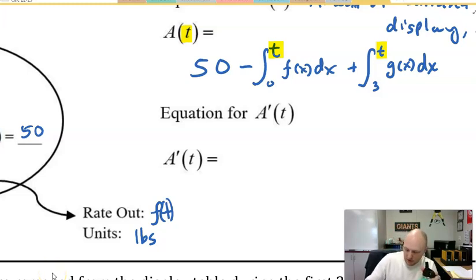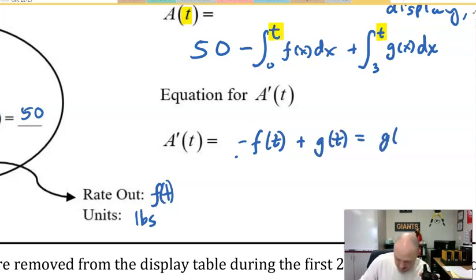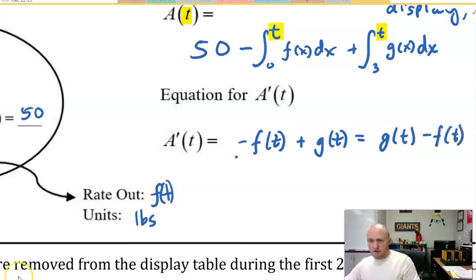So if I were to go ahead and take a derivative of this, the derivative of 50 is 0. The negative derivative of negative integral from 0 to t of f of x dx, this is just the second fundamental theorem of calculus. Negative f of t, plus g of t, okay? And we can rewrite this. This is always g of t minus f of t, right? The rate of bananas being added, well, you're just going to take the amount being added, subtract the amount being removed, and there you have it.